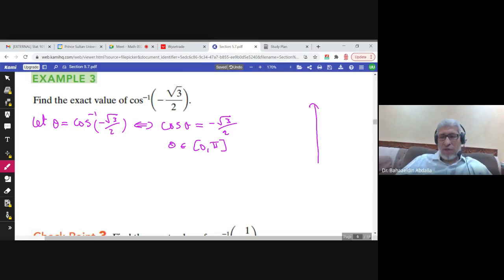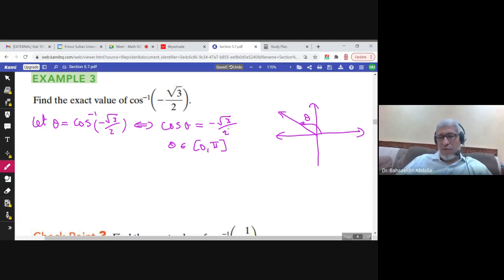And if you sketch the graph, this means that from 0 to pi, from here to here. But cosine is negative, so theta must be here. This angle would be the angle theta, okay? Theta must be in the second quadrant because cosine theta is negative.